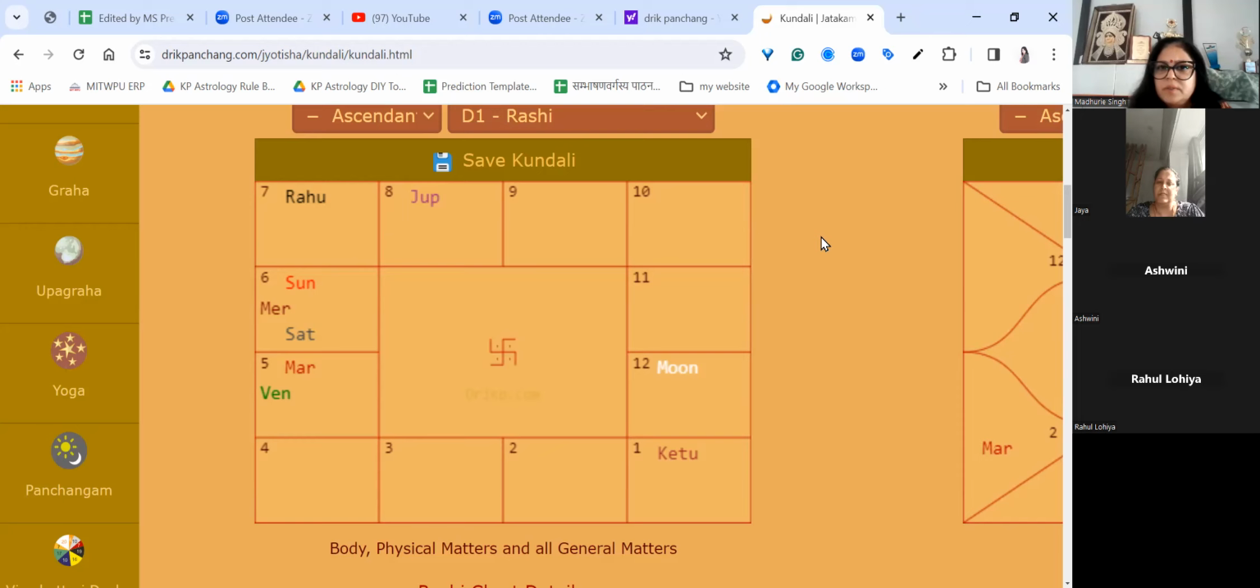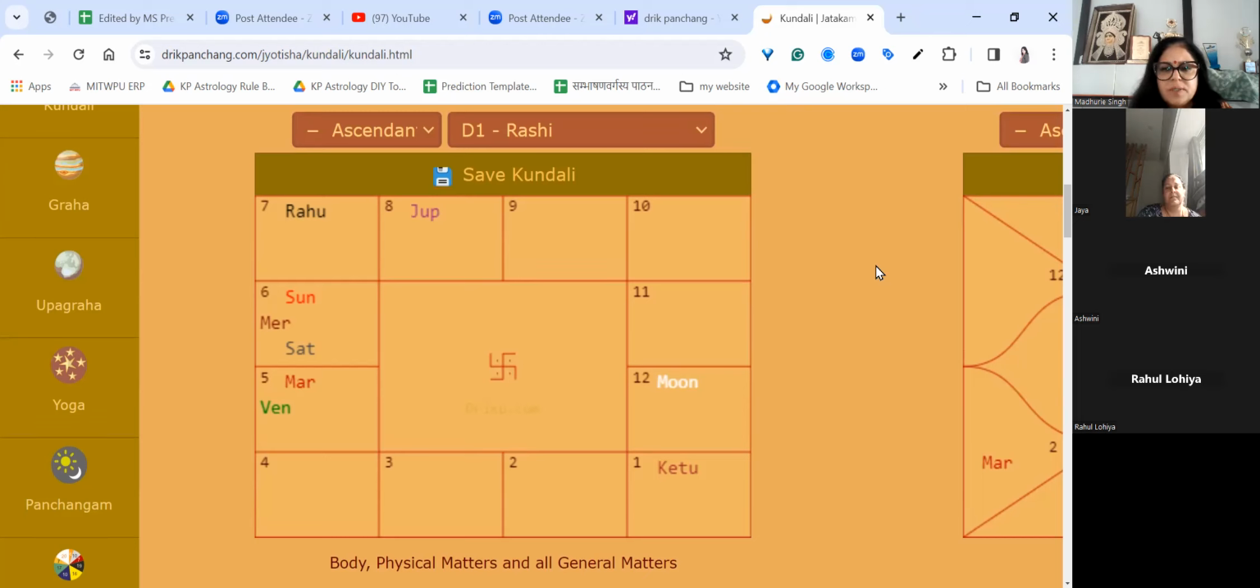Ashwini, in which Rashi is Jupiter? Guru. See, where is Jupiter in the South Indian chart? Nobody else should talk. Let me open my chart. Can you see on the screen? Where is Jupiter? It's in the first house. First house is which Rashi? It's Aries. Right? Second house is which Rashi? Taurus, right? Which house number do you see in Taurus in the South Indian chart? House number is 9 in the South Indian chart. Very good. So now you understood.